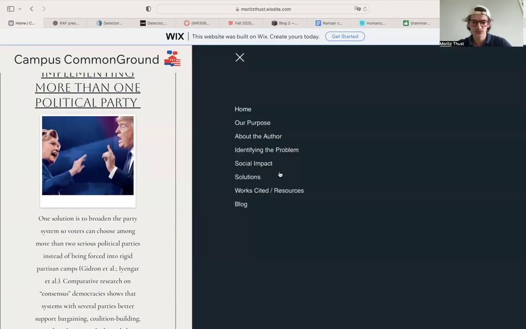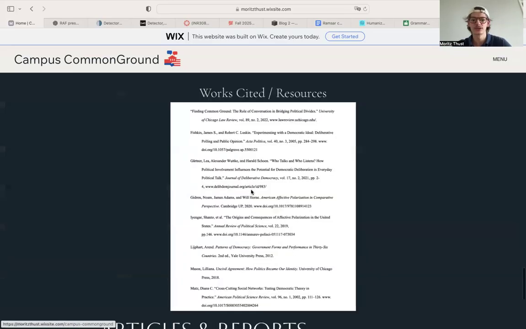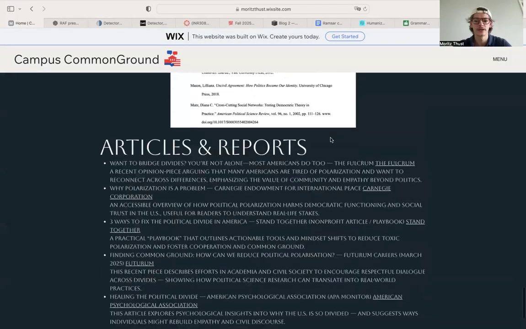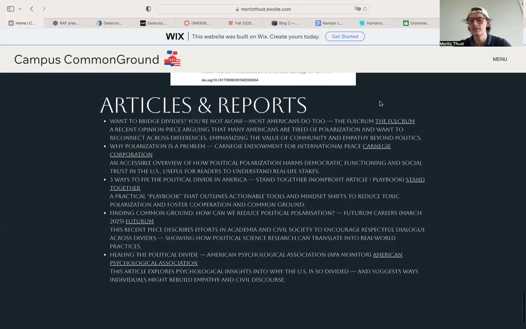The next page we can go to is my works cited and resources page. Here, obviously, you have the works cited page that I took from my paper initially. These are only the citations that I also used in text in my web page. If you scroll down a little further, I have another section which is articles and reports, with links to all these sources that I used. Those are pretty much just articles that I find very interesting that people should read probably. And if they read them, they will probably have a much better understanding of what we're advocating for.